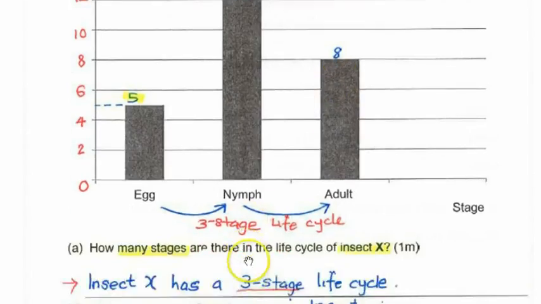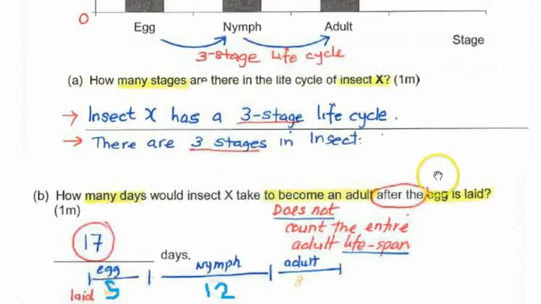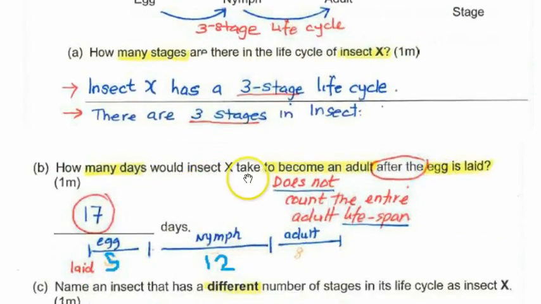So how many stages are there in the life cycle of insect X? Insect X has a three-stage life cycle: 1, 2, 3. Now next, how many days would insect X take to become an adult after the egg is laid? The egg is laid here, and it has 5 days as an egg, and another 12 days as a nymph before it becomes an adult. So 5 plus 12, 17 days. The insect will take 17 days before it becomes an adult after the egg is laid.